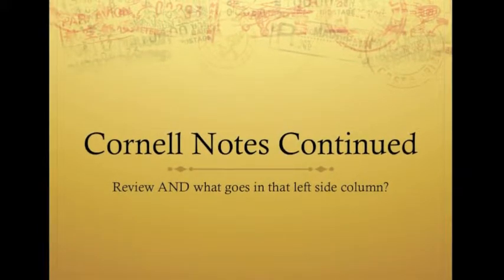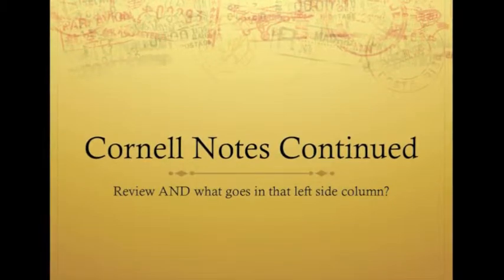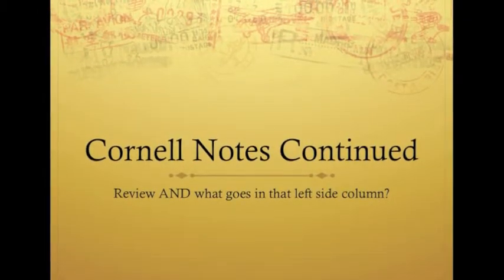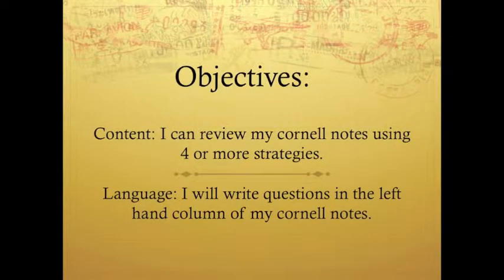Cornell Notes continued, part 2, review and what goes in that left-hand column. So we will review what we learned last time and learn something new as well. Our objectives today: content, I can review my Cornell Notes using 4 or more strategies. Language, I will write questions in the left-hand column of my Cornell Notes. Teachers, please pause and have your students repeat each objective.